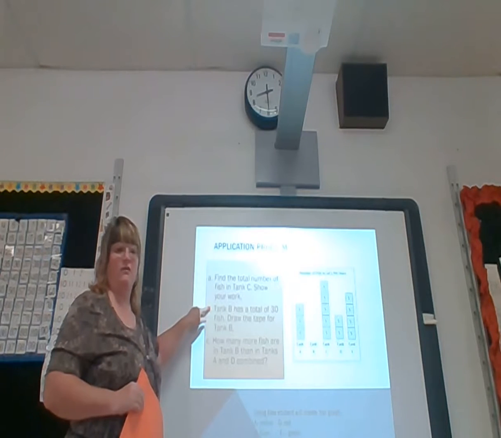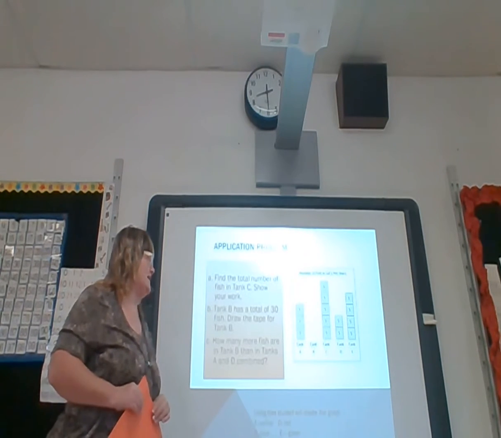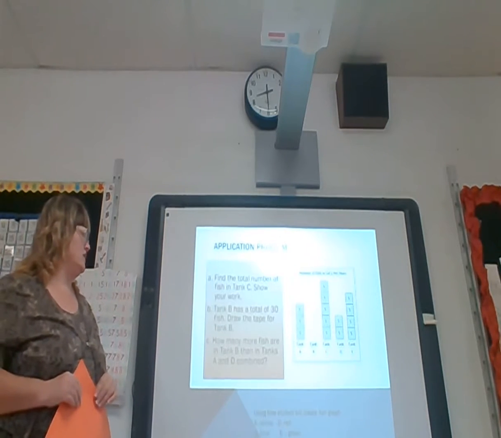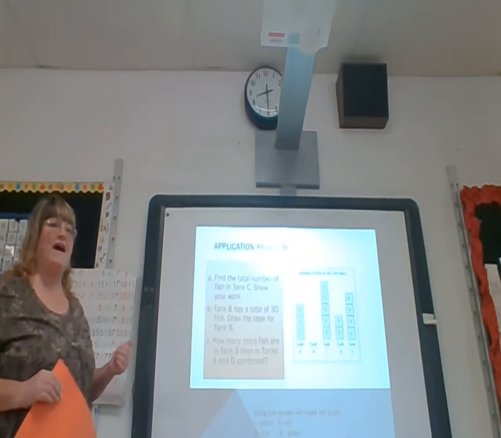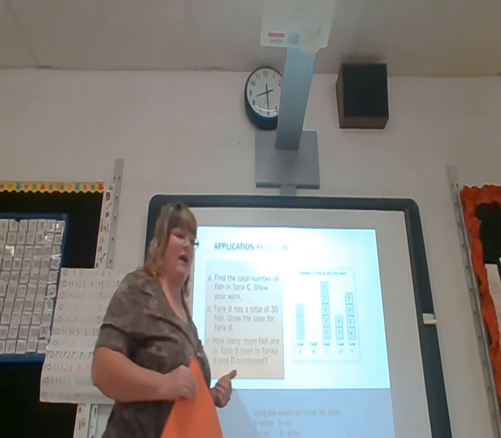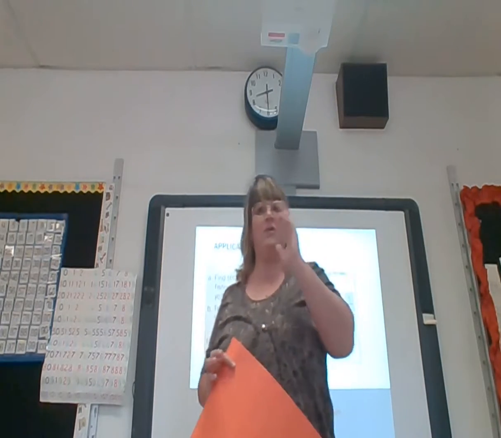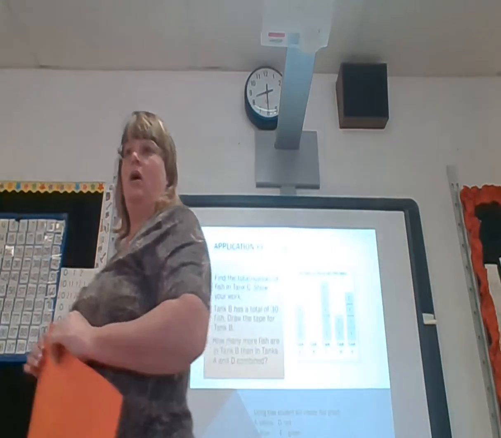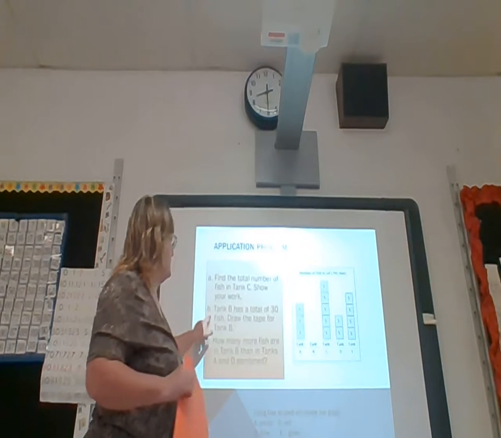Let's read it all together. 1, 2, 3. Tank B has a total of 30 fish. Draw the tape for tank B. So they're asking for a tape diagram. Remember, that's input, total, and how much is in each group. Go ahead and write that on your whiteboard.